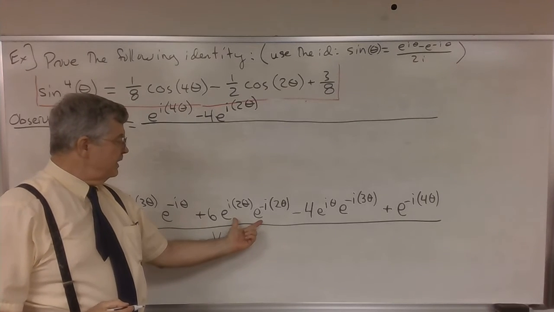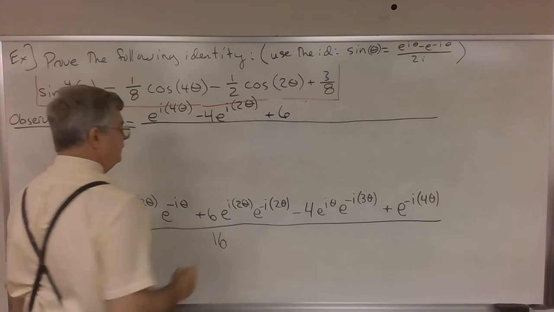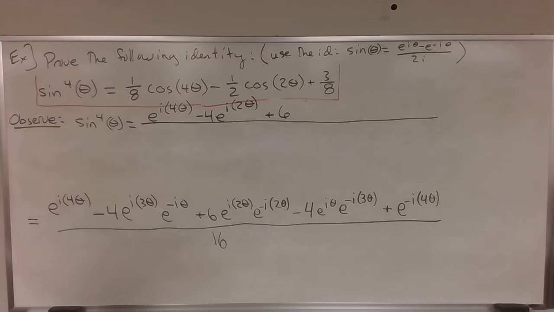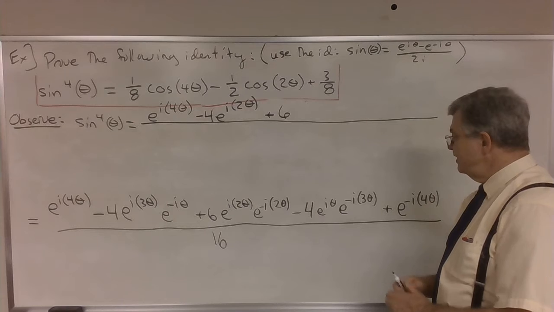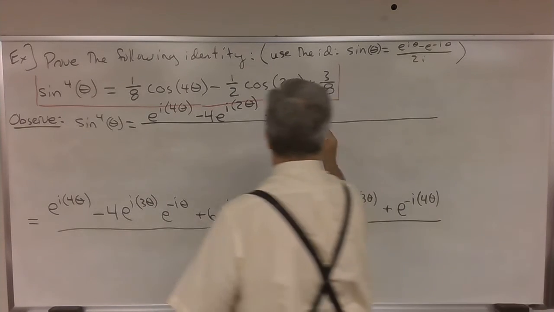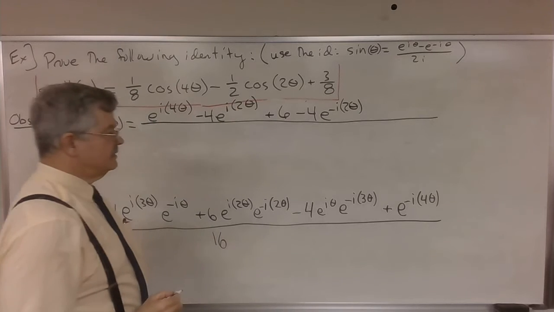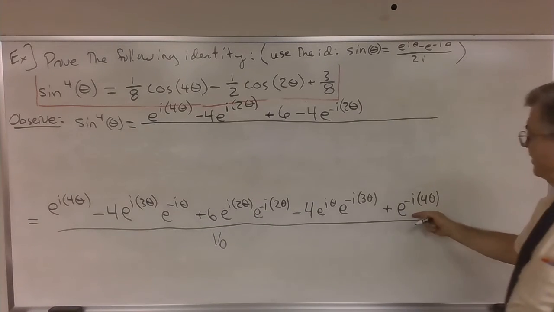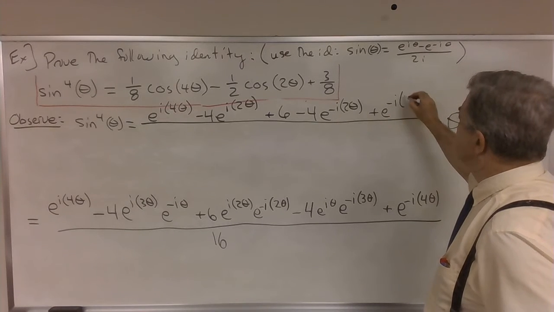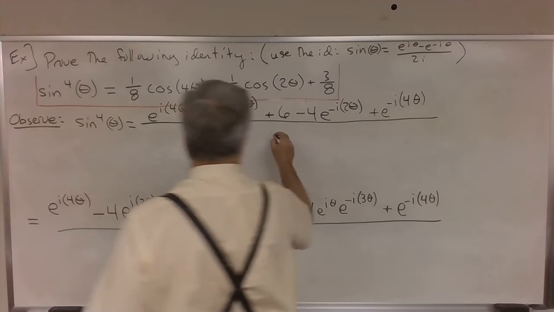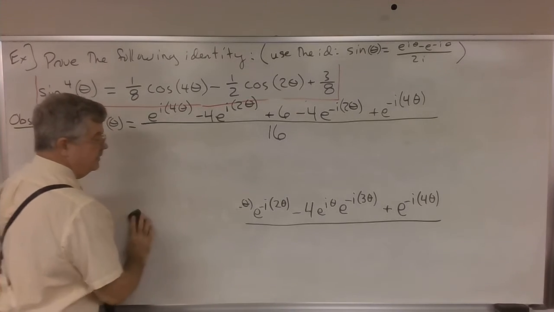Same thing here, the exponents are going to add. I get 0, e to the 0, which is 1. So this is just going to be plus 6. The exponents add here: i theta minus 3i theta is e to the negative i 2 theta. And this one, I'll leave alone. And again, everything over 16. I sure hope I haven't copied things down wrong. That would be catastrophic.